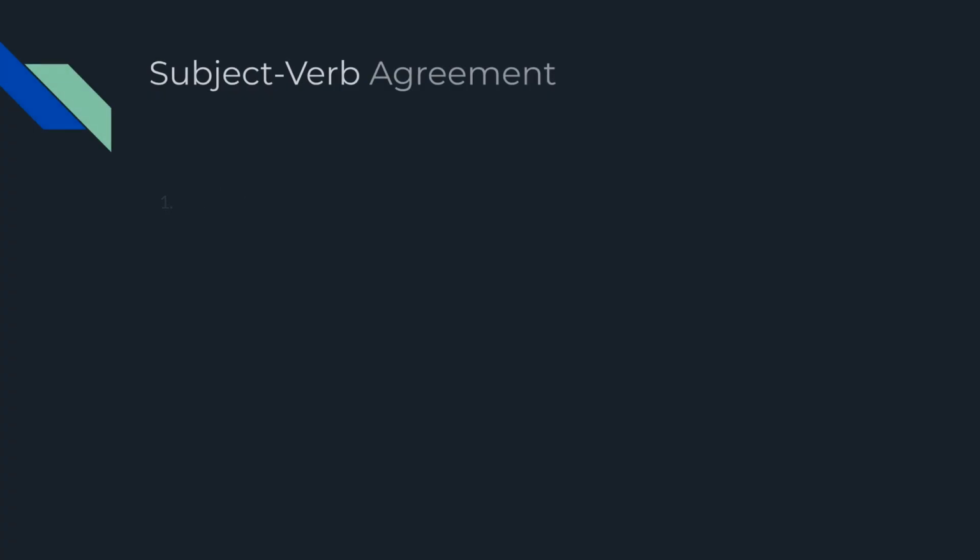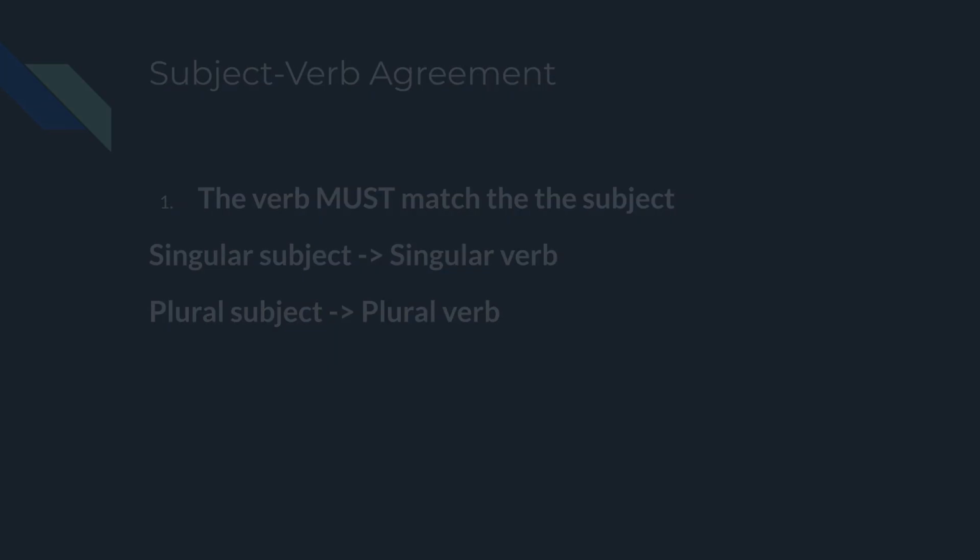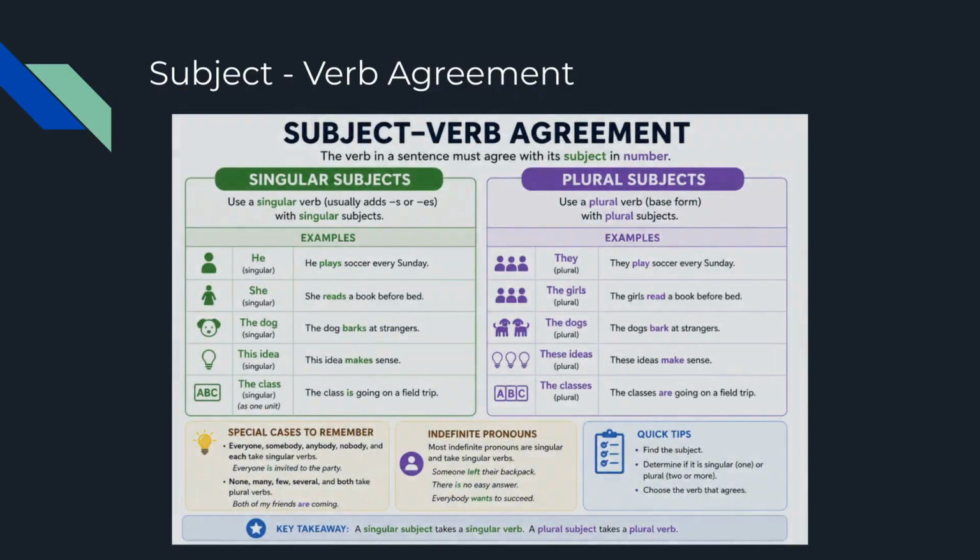A critical rule in English is subject-verb agreement. The verb must always match the subject. If the subject is singular, the verb is singular. If the subject is plural, the verb is plural. The next slide will give us more information on this topic. This chart illustrates the difference between singular and plural subjects and their corresponding verbs. Remember, the verb must agree with its subject in number.